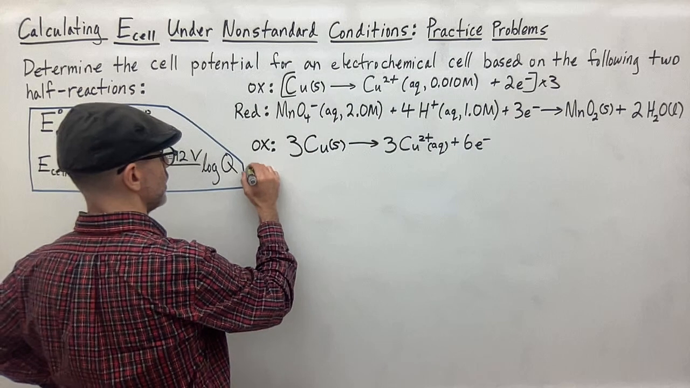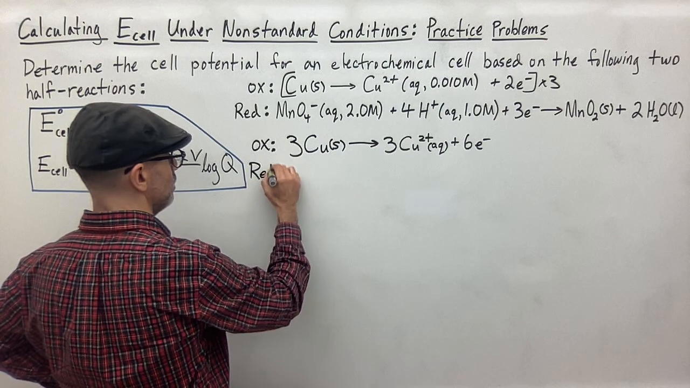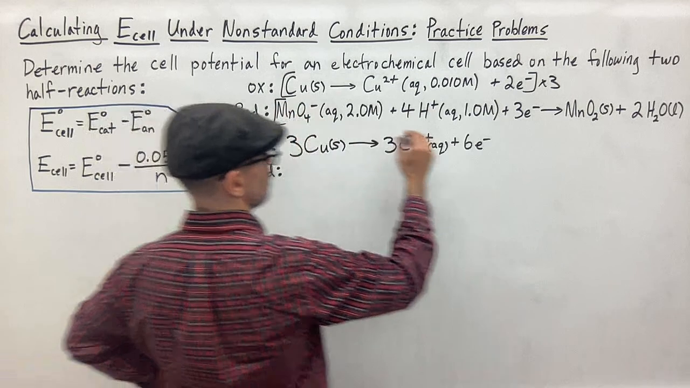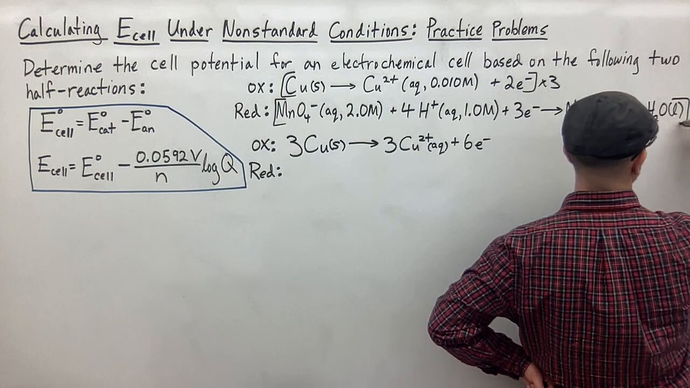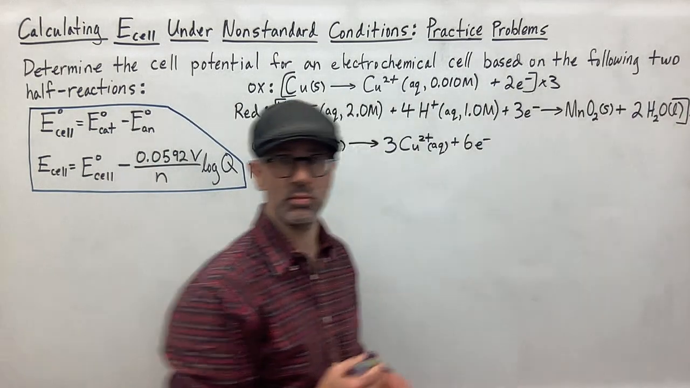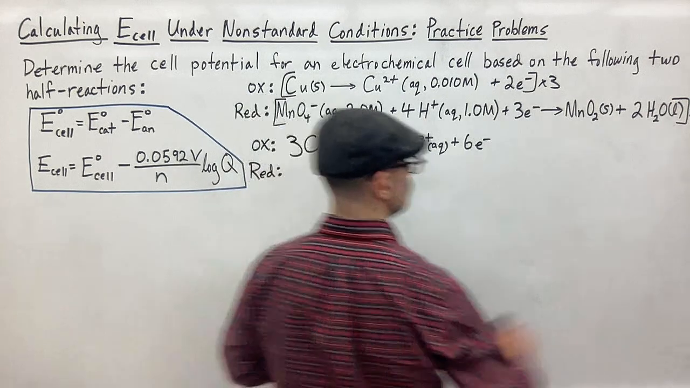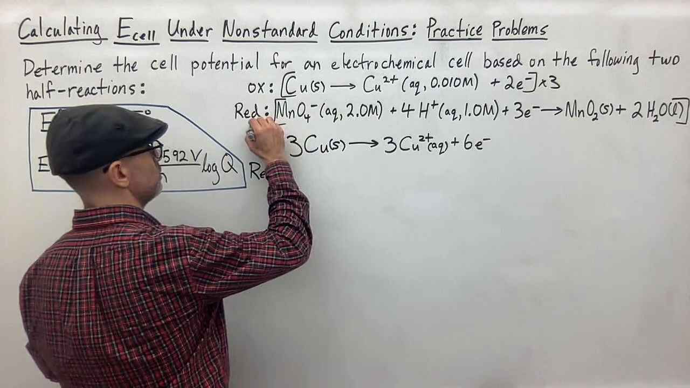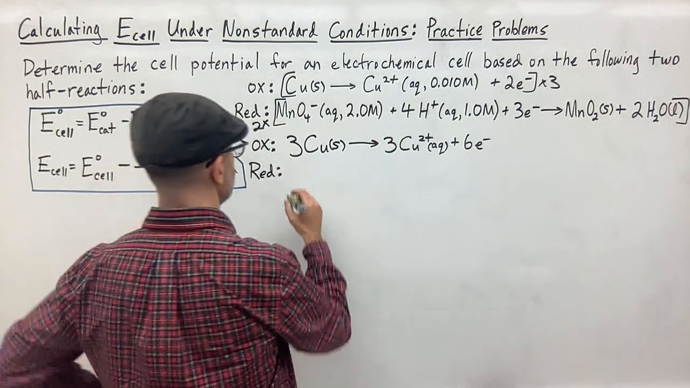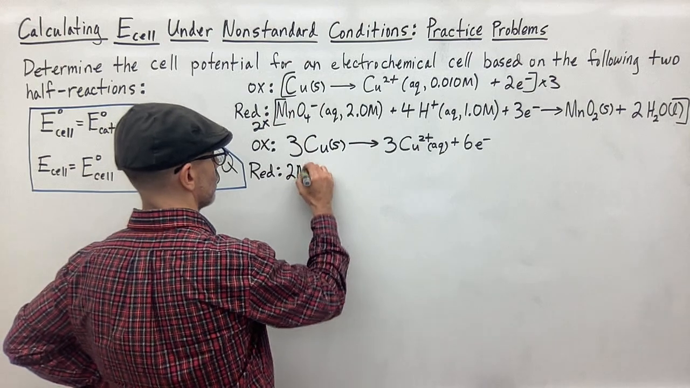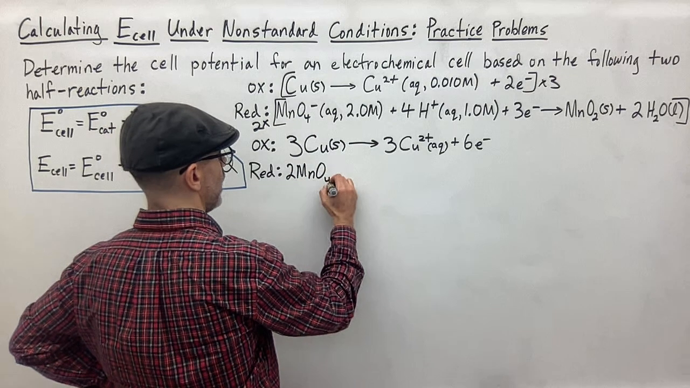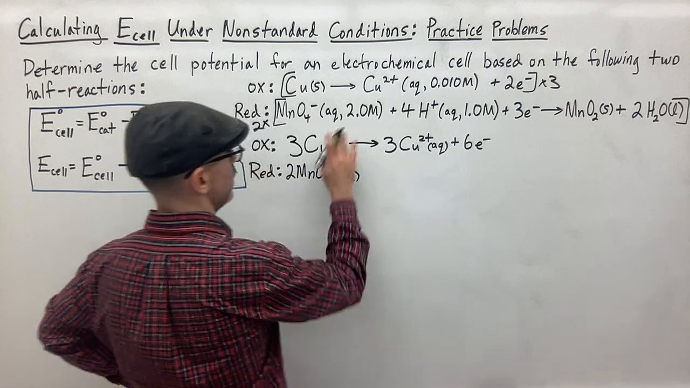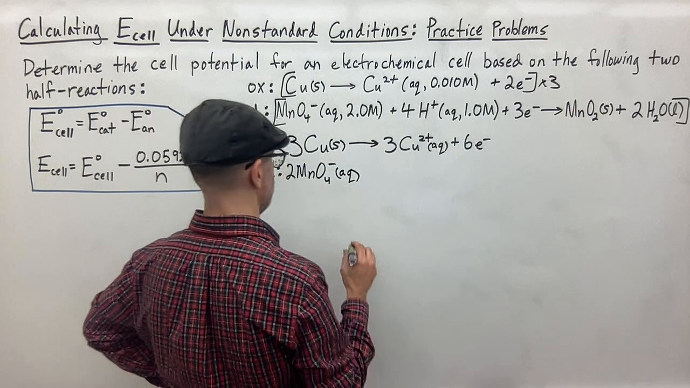And then for the reduction, same thing. For this one, we're going to multiply this whole equation by 2. Maybe I'll write it on this side. So we're going to multiply this by 2. 2 times this equation. So we're going to end up with 2 MnO4 minus, and again, that's aqueous. Ignoring the molarities for now. We'll come back to that in a bit.